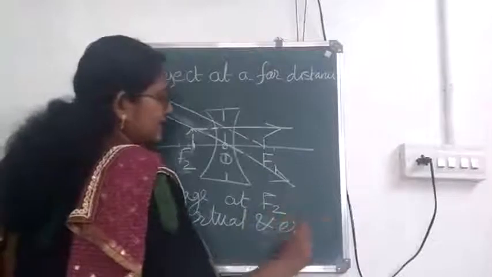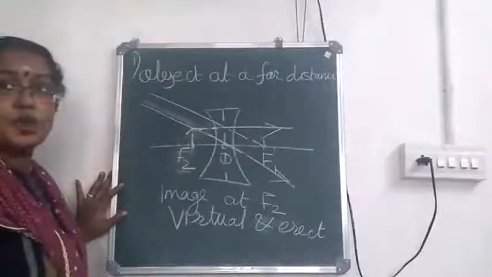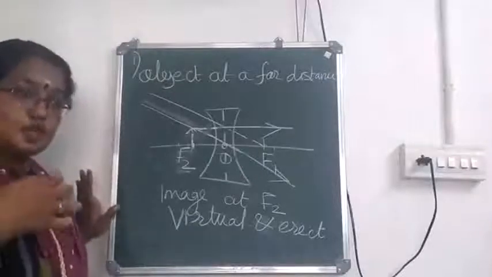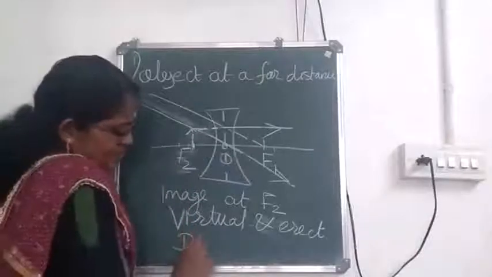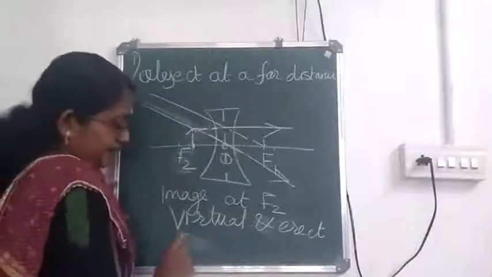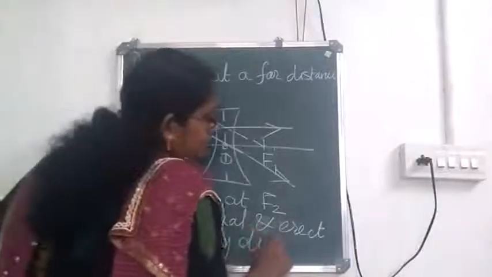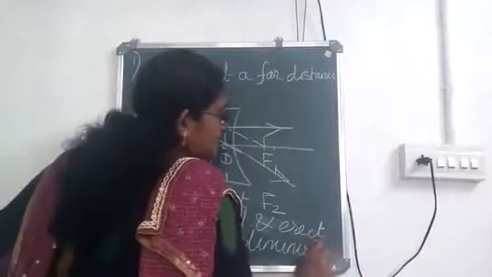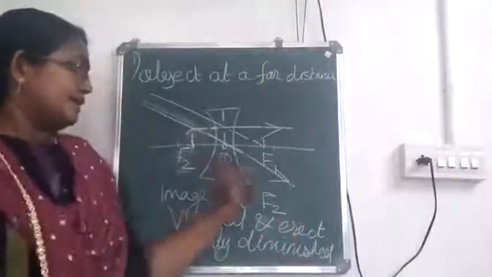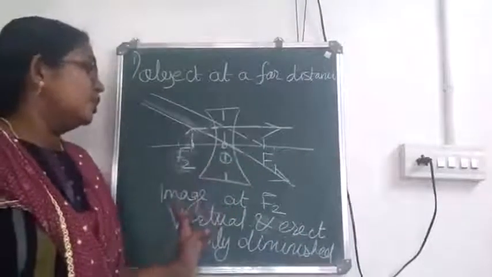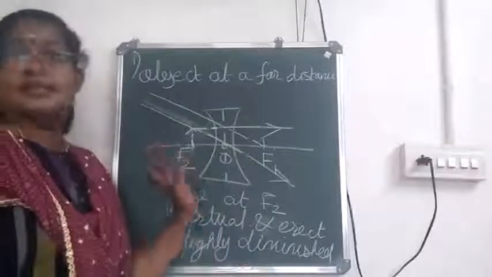Since we are extending, it is virtual and erect. Then what about the size? Is it point sized? No. The rays are coming from a distant object, that is a very big one. So this will be diminished, highly diminished. Is it clear? Image will be formed at F2, virtual and erect, and highly diminished.